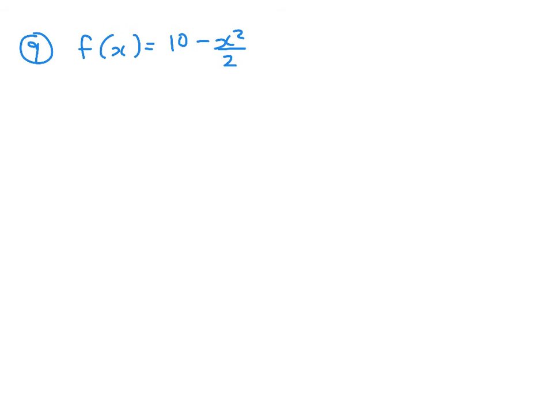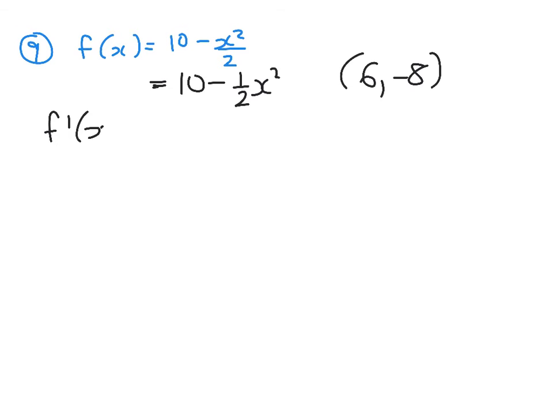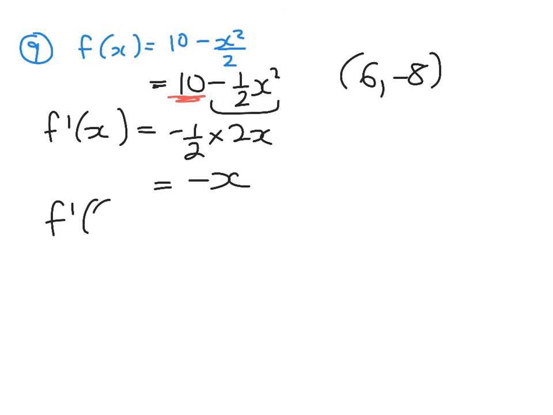Right, the last one, it's got a wee fraction in it, that's good. So we're going to rewrite my function as 10 minus a half x squared, and I'm asked to find the gradient at the point 6, negative 8. So differentiating gives me, well, this is a constant, so its slope is 0. And for this bit, I'm going to have negative, I'll do this slowly, negative a half times 2x. So that works out to be just negative x. Evaluating that when x is equal to 6 gives me negative 6.